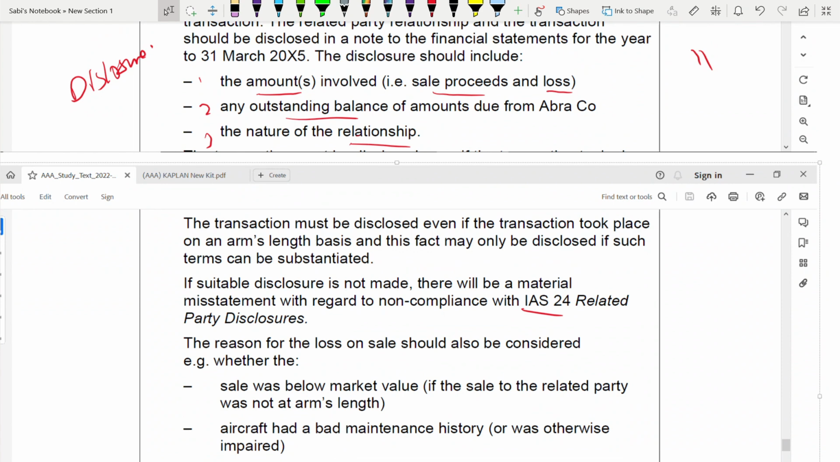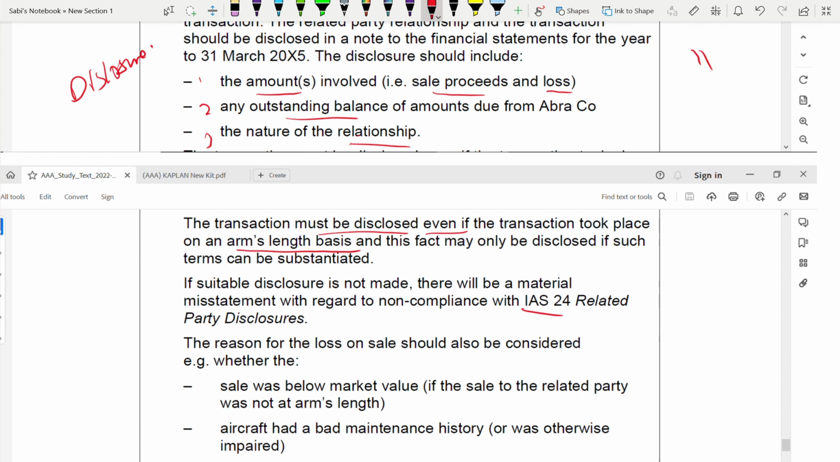Remember, for related party, I told you before, a transaction has to be disclosed even if it took place on an arm's length basis. Related party most of the time is not at arm's length basis. Arm's length basis means whatever transaction takes place on the terms of the open market: the prices they are charging in the open market, the fair value of assets and liabilities, the prices available for a third party in the open market. That is the meaning of arm's length basis.